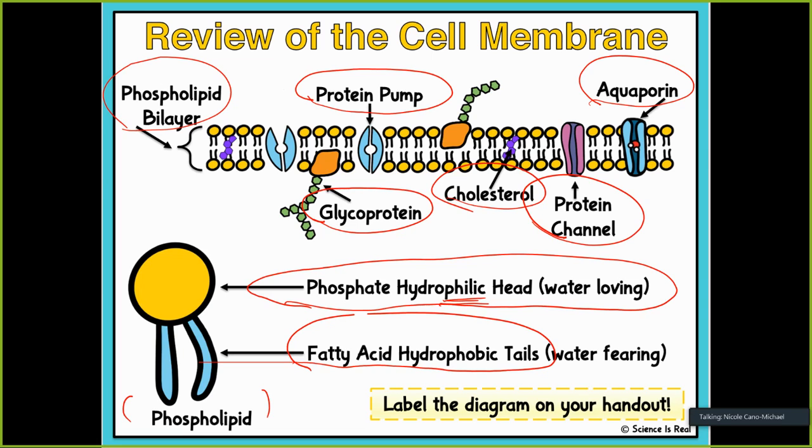But again, this cell membrane is super important to the survival of all living things because it controls homeostasis. It controls the ability to maintain a nice, level, balanced internal environment, in equilibrium, which is required for all living things. All right, moving on.